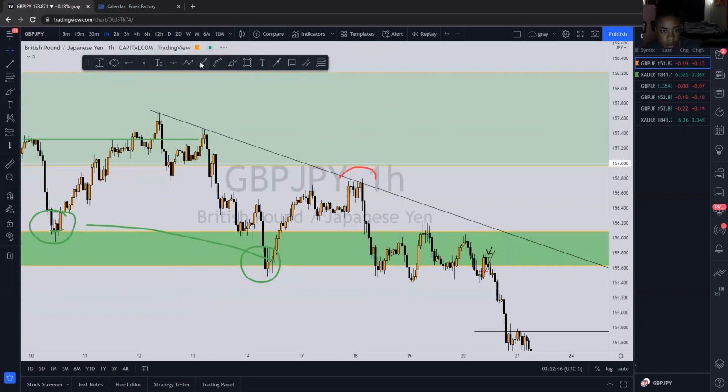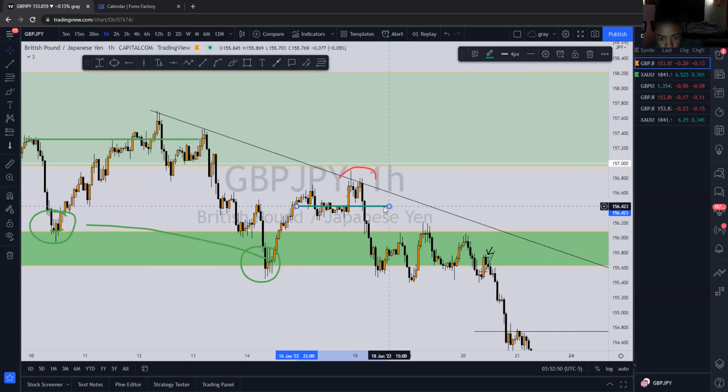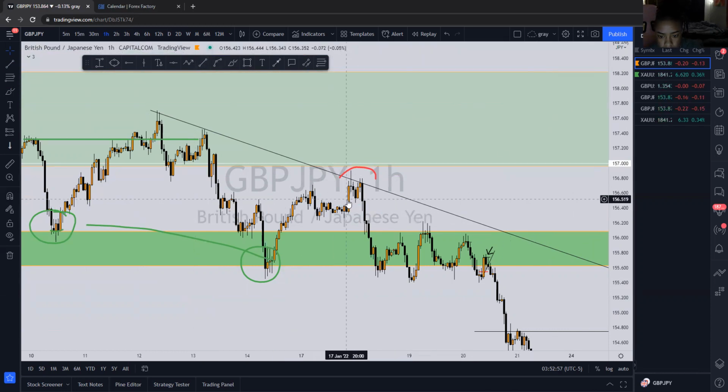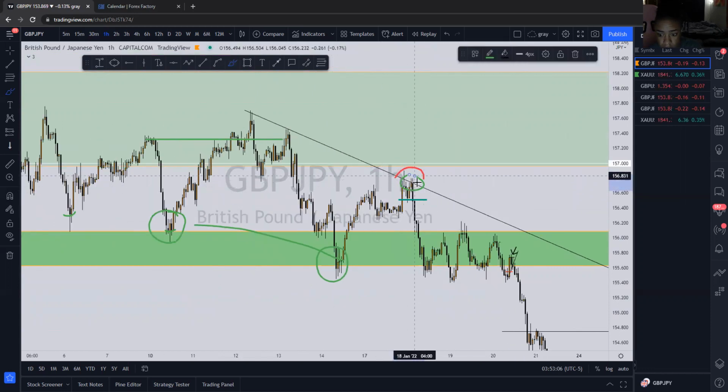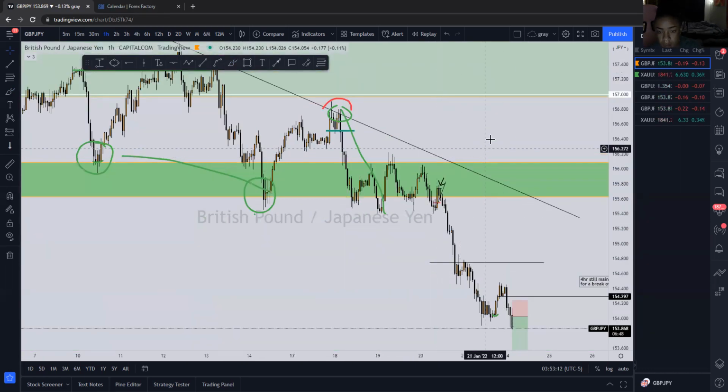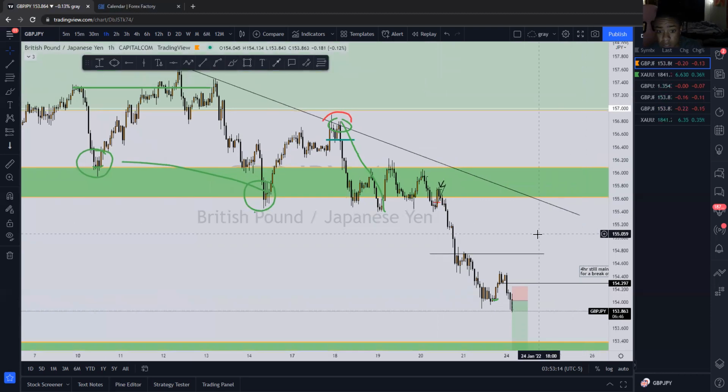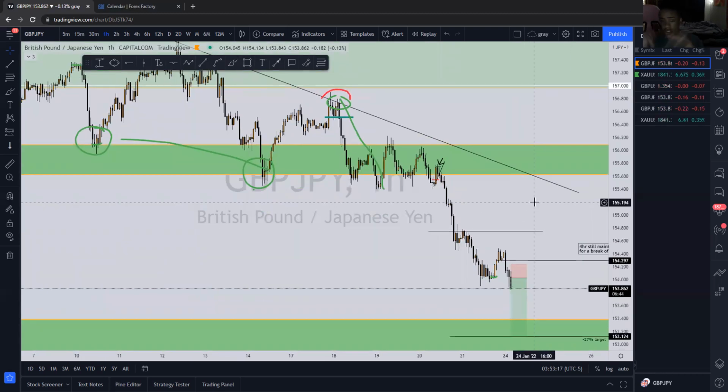until you get your break of minor support. These were all just testing this support level, but it wasn't until right here that we actually broke. So then I would consider that my legit lower high, because from here we actually broke this level coming all the way down, a lower low. Then we have all of this. I don't know if that makes any sense, but that's how I calculate my structure points.